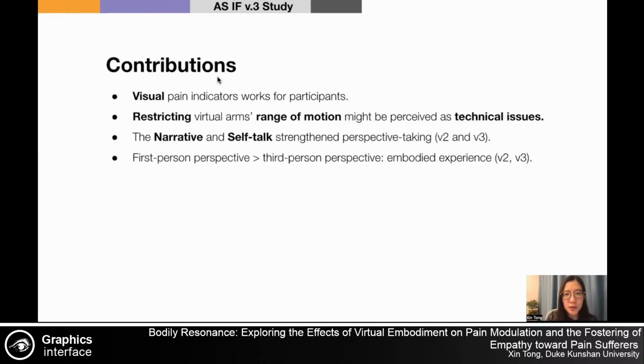But to answer the research question, when experiencing the current design of As If, healthy participants could take a better perspective of a chronic pain patient through visual features in VR, such as the red flashes, fisheye camera effect, and swollen arms. However, some of the participants treated the restricted range of motion as technical issues. The narrative and self-talk audio worked well for participants, and the first-person perspective also improved their experience.